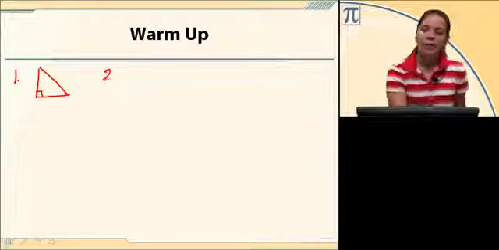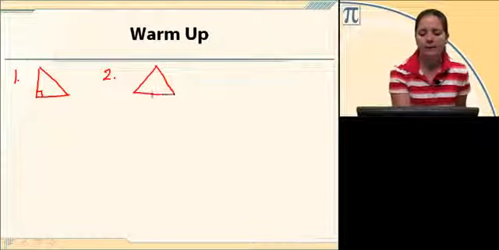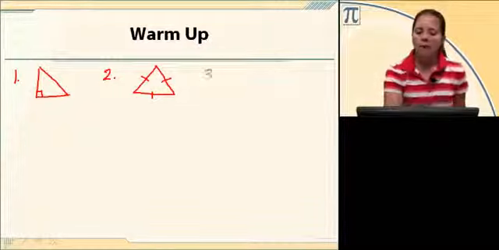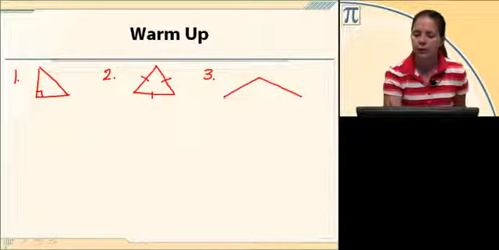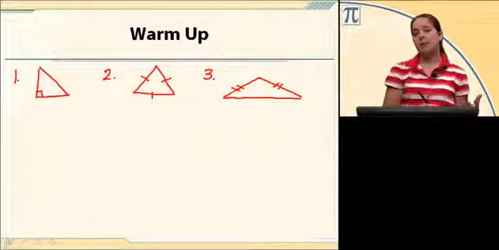The next one, equilateral triangle. Equilateral means that all three sides have to be congruent. So there's an equilateral triangle. An isosceles triangle, isosceles just means that at least two sides have to be congruent. So there's an example of an isosceles triangle. Number 2 is also an example of an isosceles triangle.